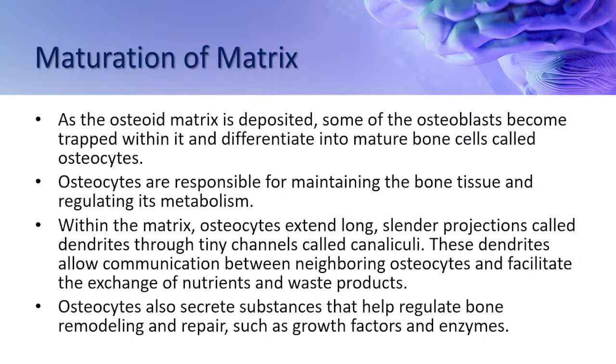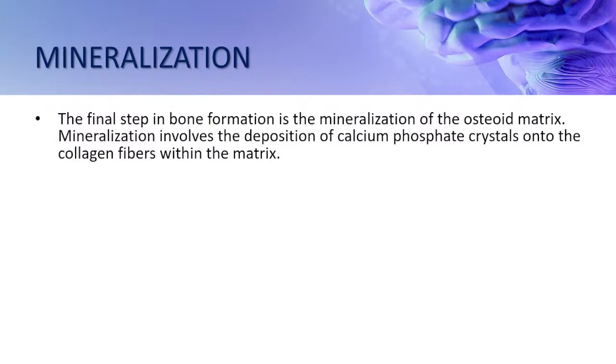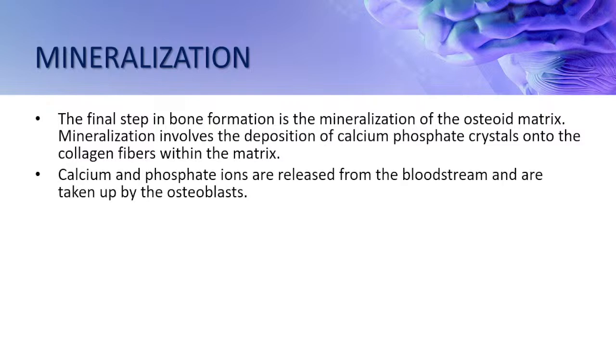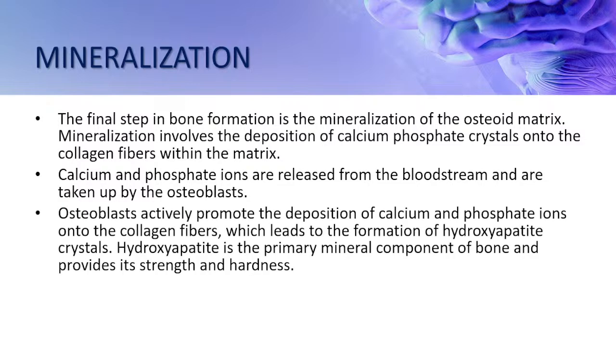With that said, the next phase is the mineralization phase. The final step in bone formation is the mineralization of the osteoid matrix, and mineralization involves the deposition of calcium phosphate crystals on the collagen fibers within the matrix. Also, the calcium and phosphate ions are released from the bloodstream and are taken up by the osteoblasts, okay? And then the osteoblasts actively promote the deposition of calcium and phosphate ions into the collagen fibers, which leads to the formation of hydroxyapatite crystals.